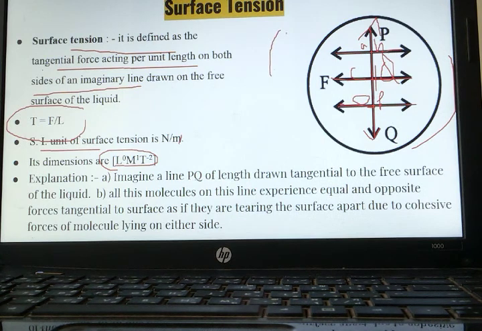Due to pulling, what will happen? If I just take a blade and snatch it, it will come in this shape. Molecule A will come here, C will come here, D will come here. This will happen, but it is just for your understanding. You should know only this one.